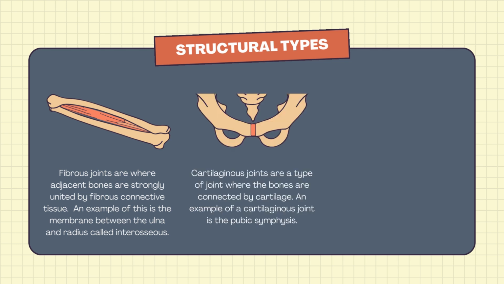Next are cartilaginous joints. These allow more movement than fibrous joints but are still quite limited. The bones in these joints are connected by cartilage. An example of a cartilaginous joint is the pubic symphysis.